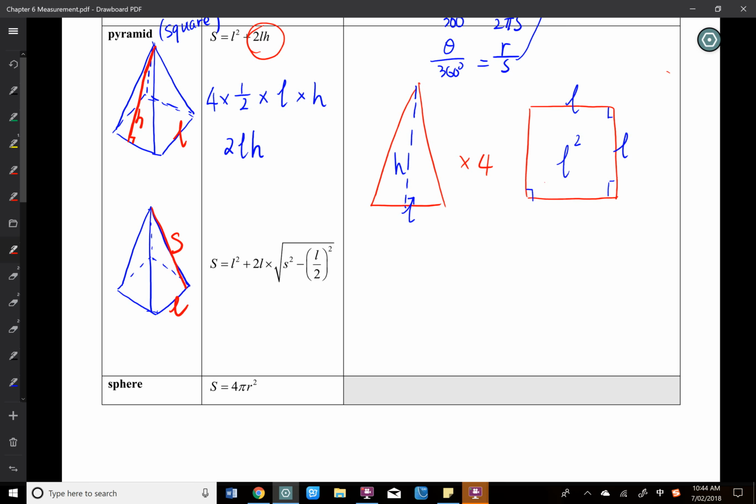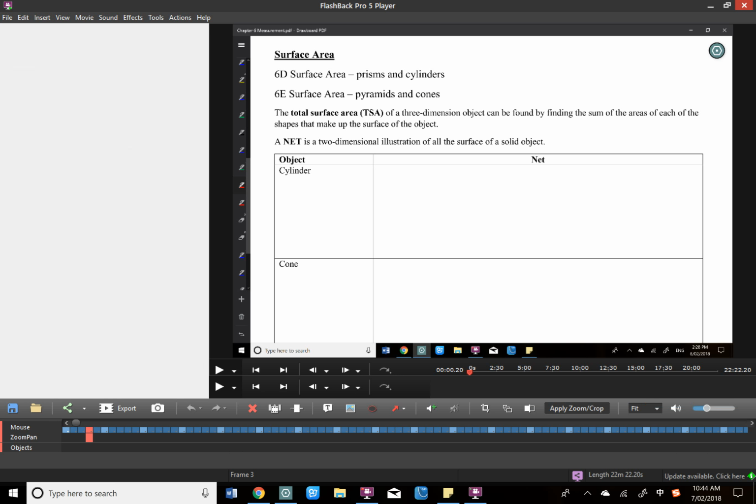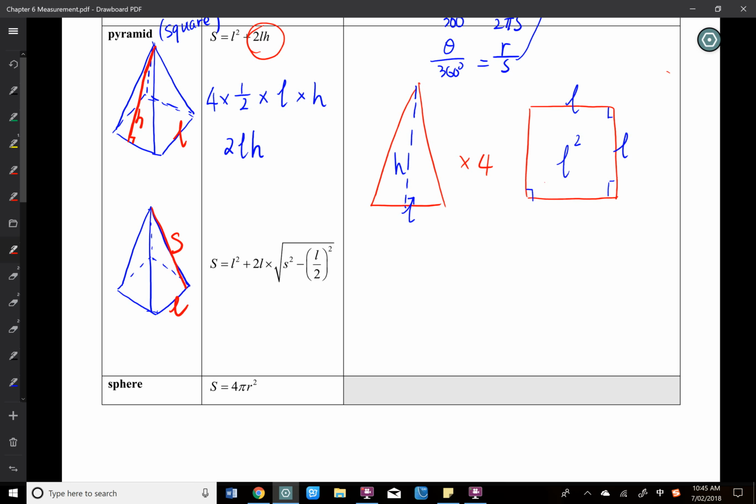It's a half base times height, but we have 4 such triangles. We need to times the area by 4. So we have 2LH, and then we have plus L squared. L squared is just the area for the base. This is the square, so L squared.